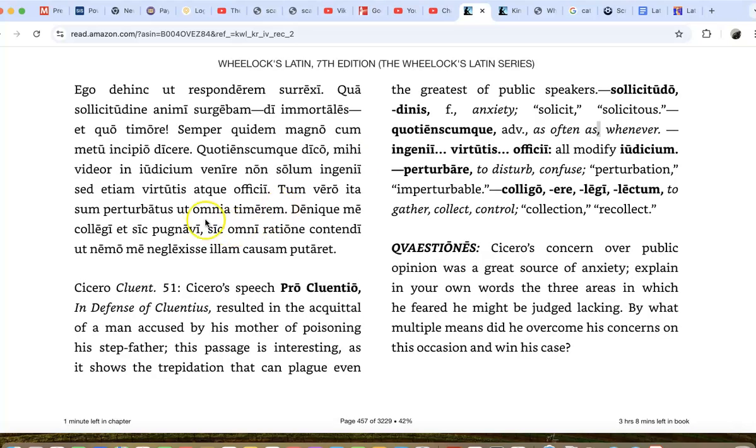As noted, that can take some time, distinguishing between purpose clauses and result clauses. Only the context oftentimes will tell you.